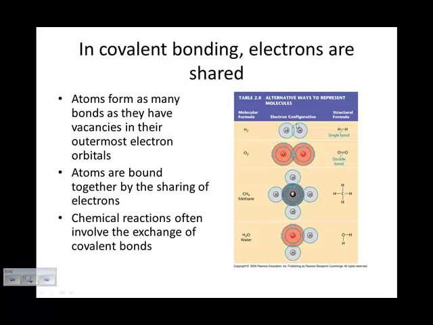It wants four more. So instead of sharing four electrons with another carbon atom, it finds four individual hydrogen atoms and shares one of its electrons with each, right? So now each of these hydrogens has one electron plus one it borrows from carbon. Carbon has four electrons plus one each from four different hydrogen atoms, for eight for the carbon, right?